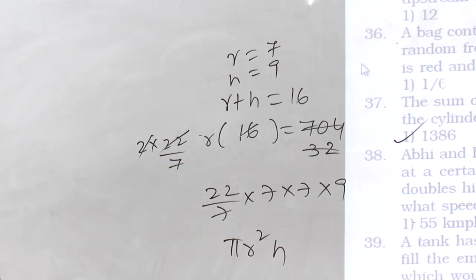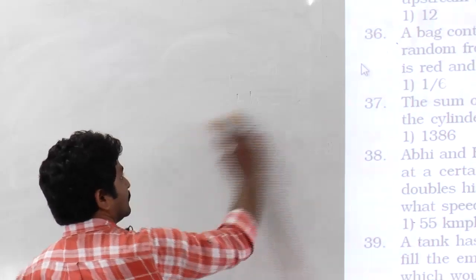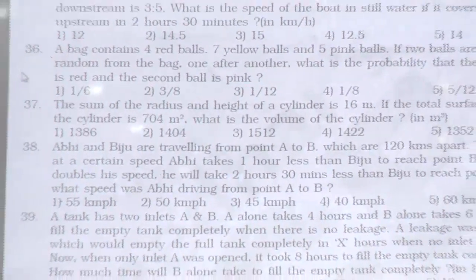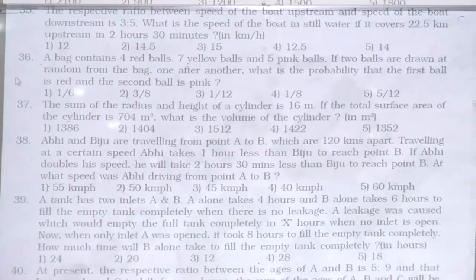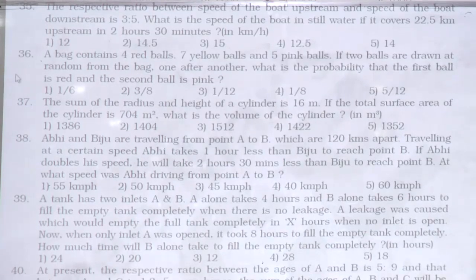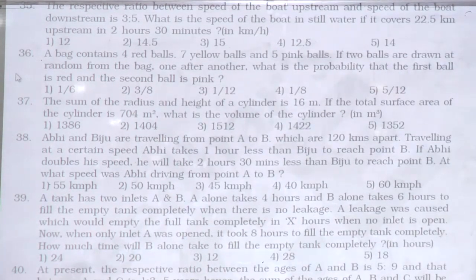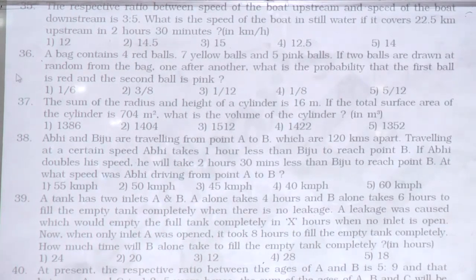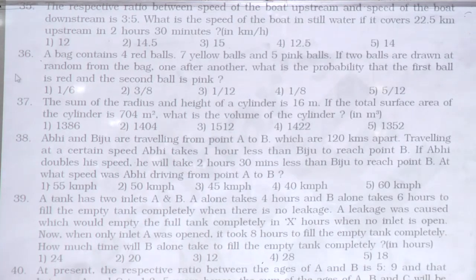Next, 38. Abhi and Biju are traveling from point A to B, which are 120 kilometers apart. Traveling at a certain speed, Abhi takes 1 hour less time than Biju to reach point B. If Abhi doubles his speed, he will take 2 hours 30 minutes less than Biju to reach point B. What was Abhi's driving speed from point A to B? Actual speed.